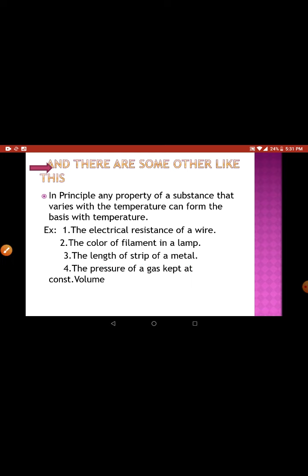Similarly, here we have one more. The pressure of a gas kept at constant volume. When you keep the volume of a gas constant and go on increasing the temperature, the pressure also increases. This is also one of the thermometric properties and can be used in devising thermometers. So likewise, we can use different properties of thermometric materials as principles in devising different kinds of thermometers, right?